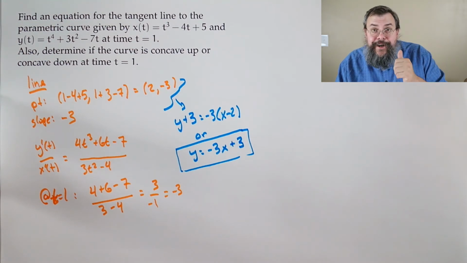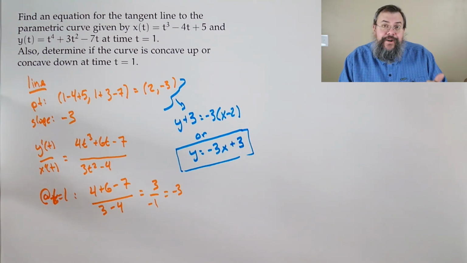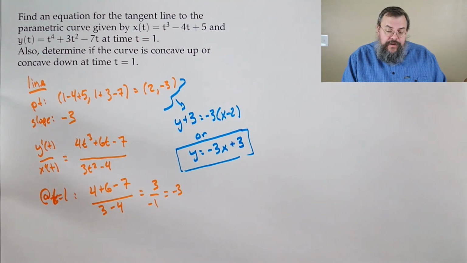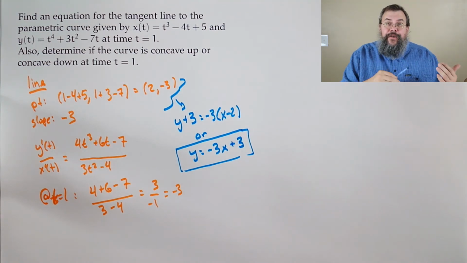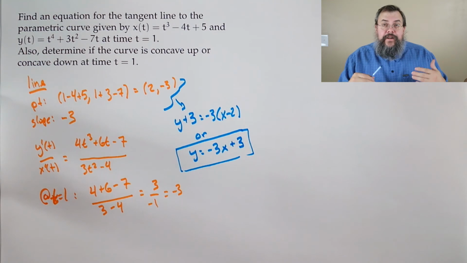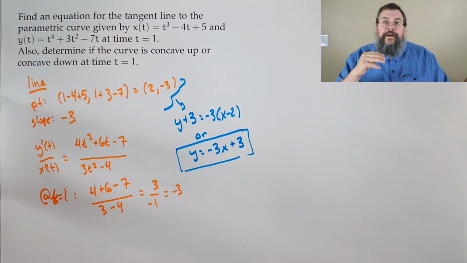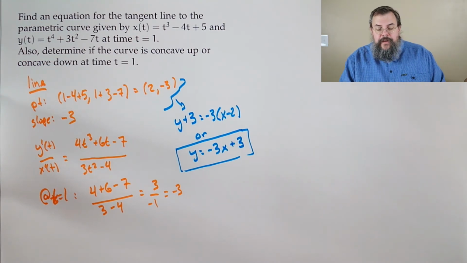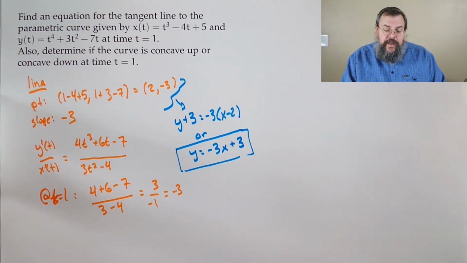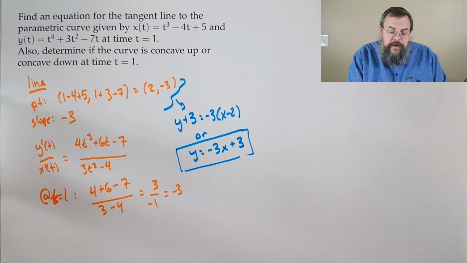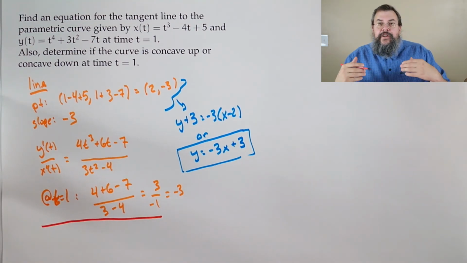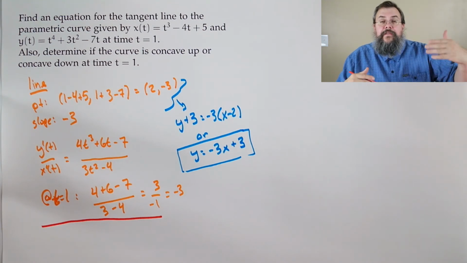Now, that is our tangent line. But there's an also question. What's the also question? Is the curve concave up or concave down? Well, that deals with concavity. So how do we get a handle on that? Well, for that, we need to go into our second derivative. So let's start digging into it. Now, how do we do our second derivative? Well, if we remember how our second derivative works, our second derivative is oftentimes the derivative of the derivative.